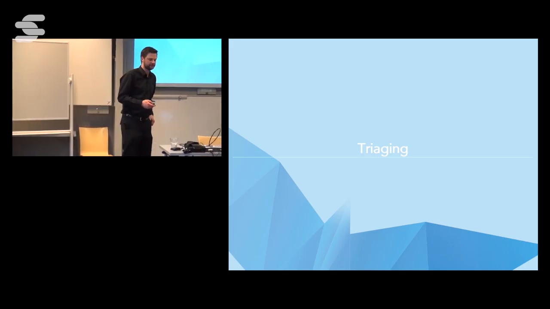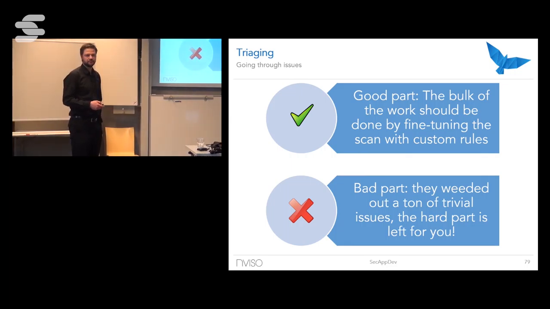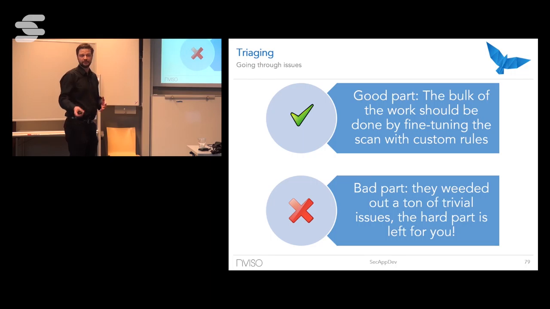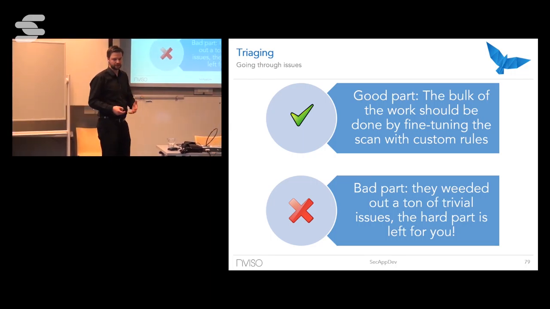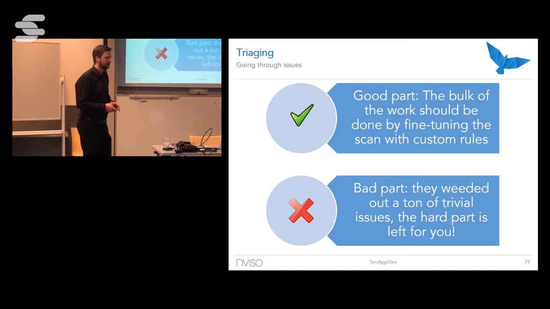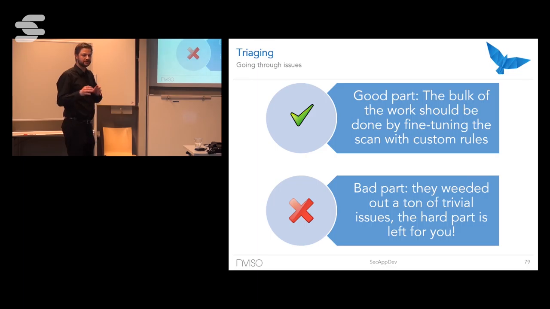All right, triaging. So once you have a manageable number of false positives, and once you understand the number of false negatives you have, you're in a good stage, because the bulk of the work is essentially done. And not a lot of people understand that. They think, well, we really have to spend hours and hours going to triaging and stuff like that.